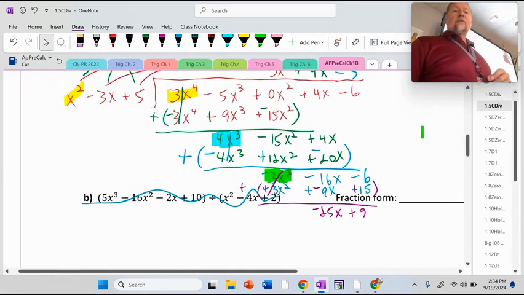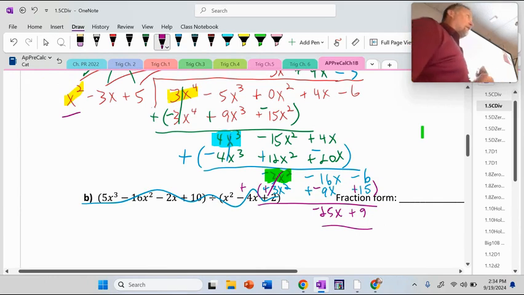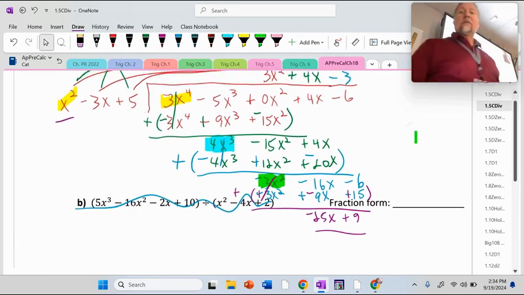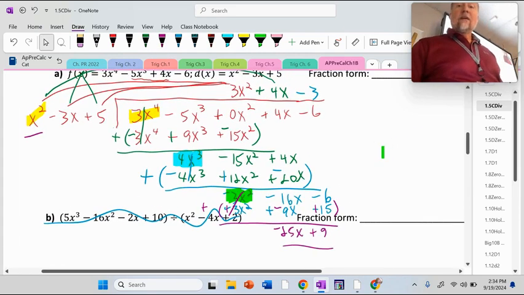Now, how do I know this is the remainder? The answer to that is this degree is lower than the divisor. So there's nothing I can do at this point. So that's the remainder, and it's a polynomial. That's weird. What do I do with that remainder? I tack it on the end.